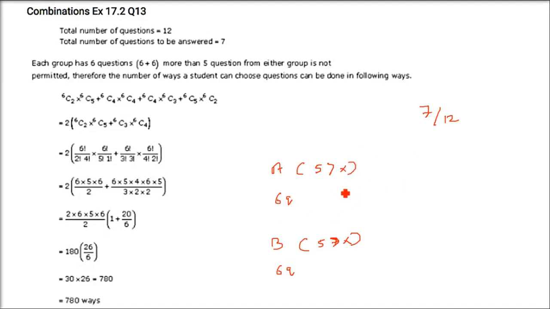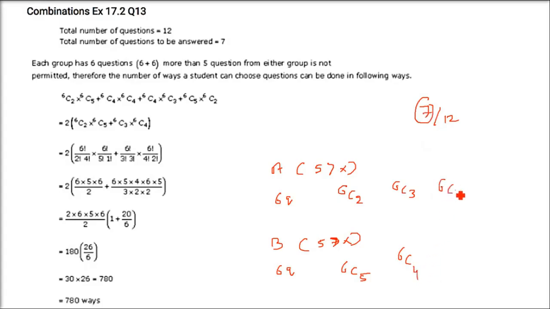So first we start with the first one. There are 6 questions. If we select 2 from the first, then 5 you can select from the second one, because 2 plus 5 should be 7. Now if you select 3, then 3 plus 4 is 7, so only 4 can be selected from B. 2 plus 5 is 7, 3 plus 4 is 7, right?